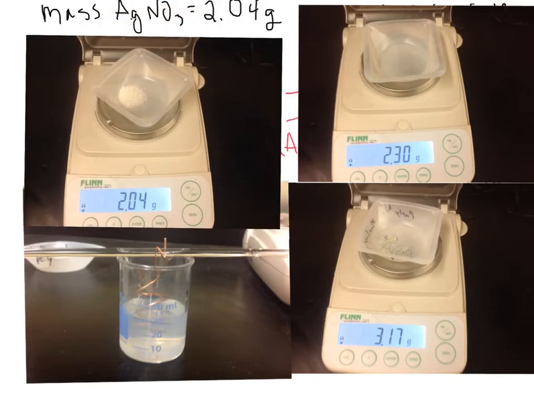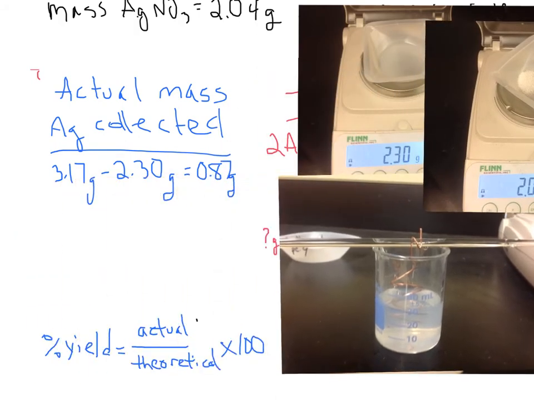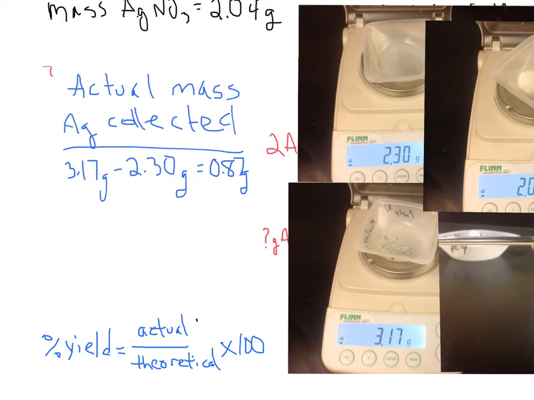So first of all, we need our mass of silver nitrate. That's going to be what we actually put in there. So that's going to calculate our theoretical yield. Okay, and then we need to subtract these two to find the amount of silver that we actually got. That would be our actual yield. Alright, so let's move this out of the way. So the actual mass collected here was 0.87 grams of silver. So that's grams of Ag.